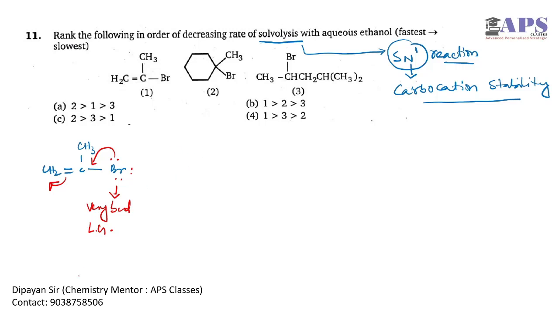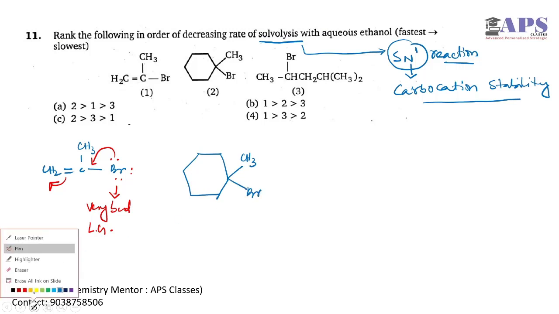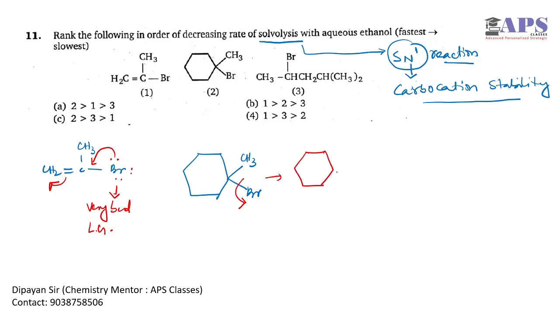If we take the second molecule, bromide is a leaving group. After elimination of bromide, we will get this kind of carbocation, and this will give hyperconjugation of 7 hydrogens, 2 plus 2 plus 3, total 7 hyperconjugations are present to stabilize this kind of carbocation.